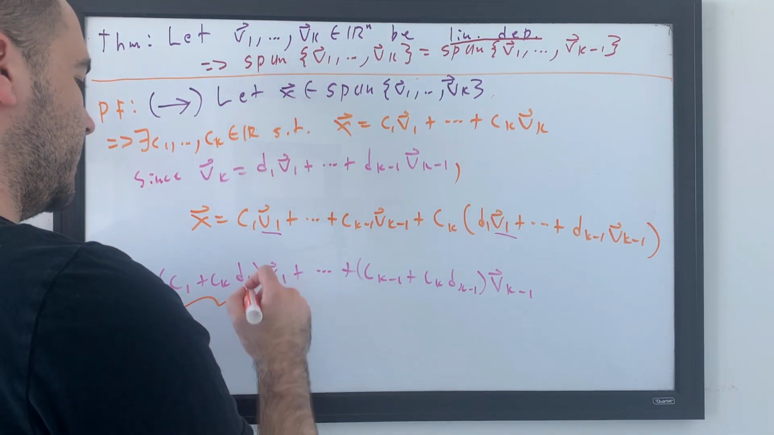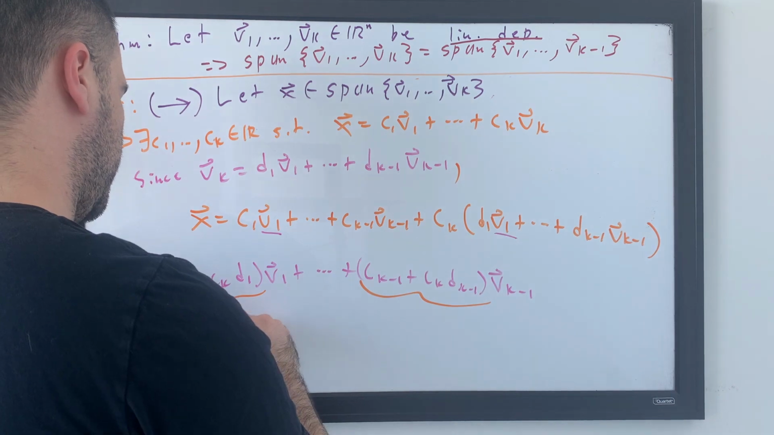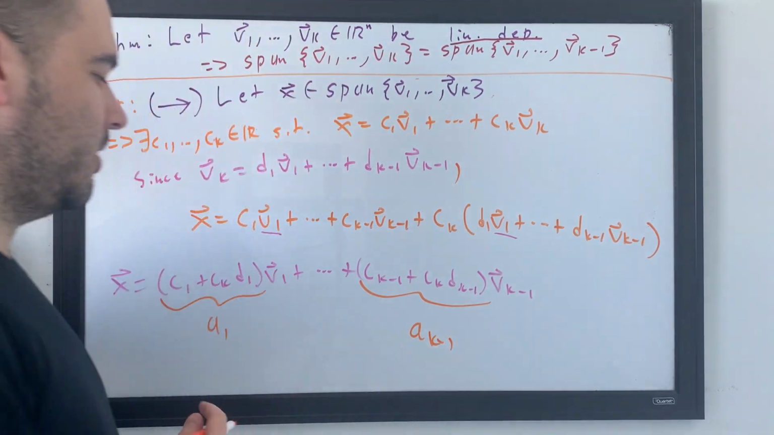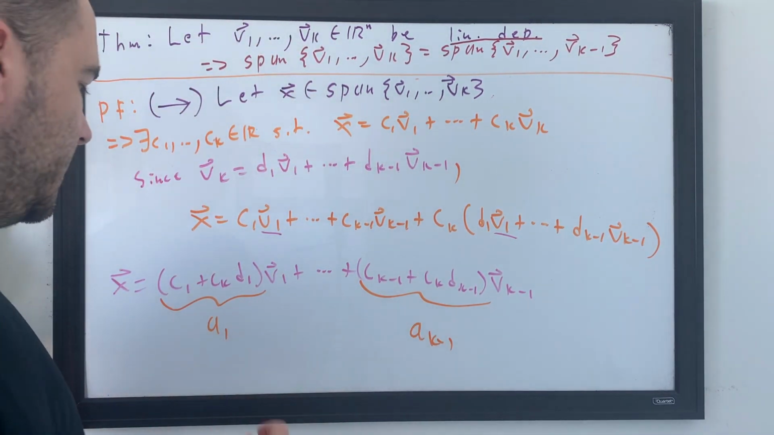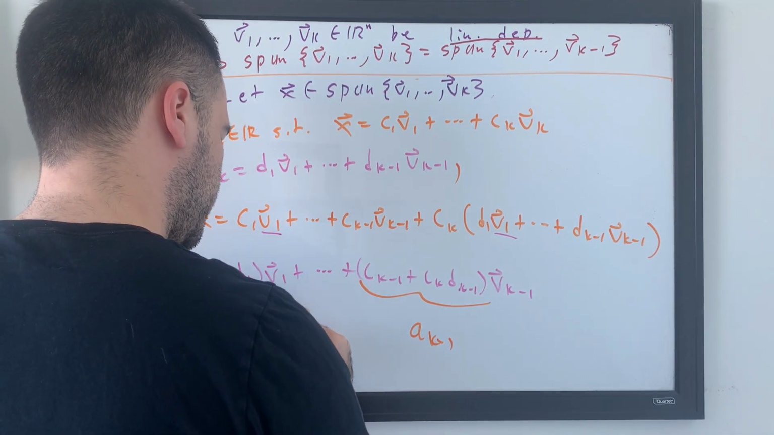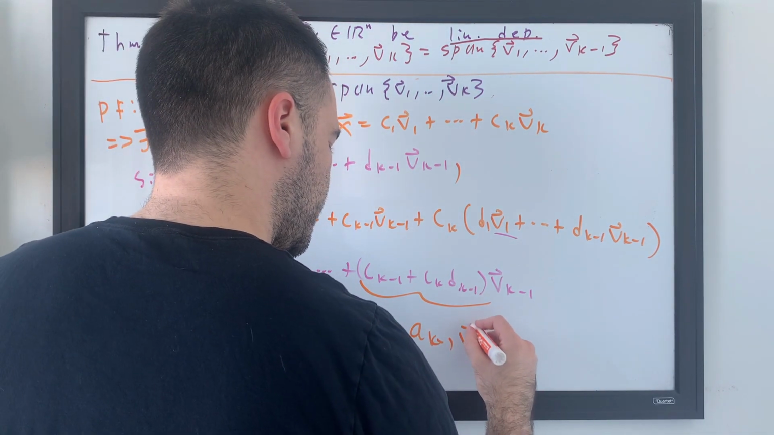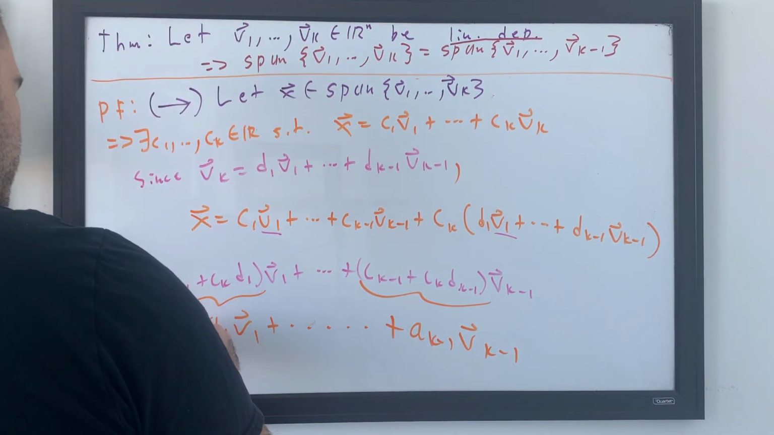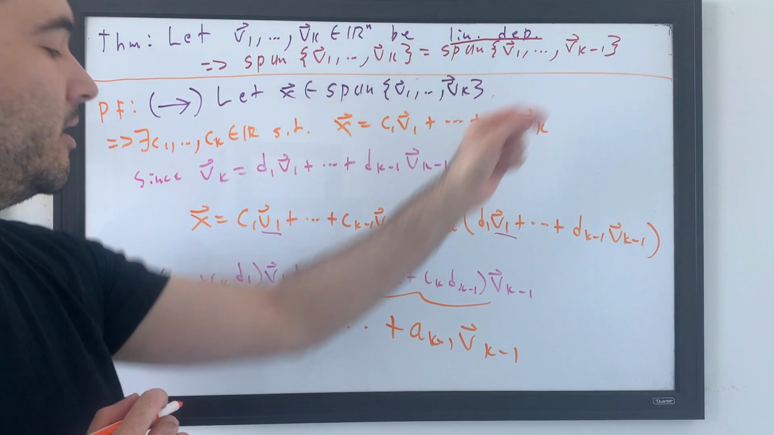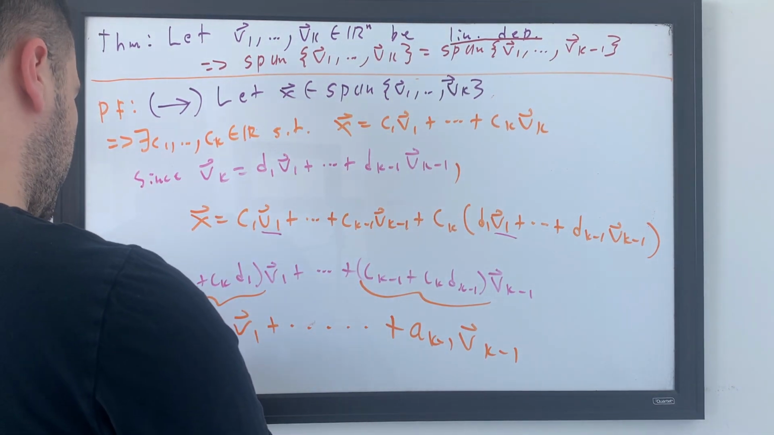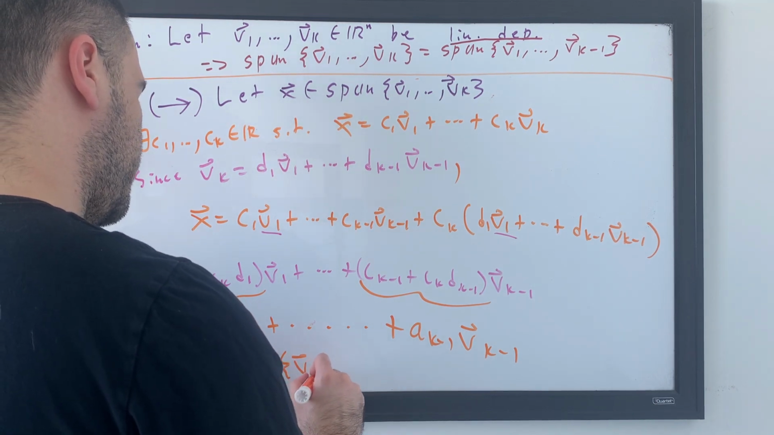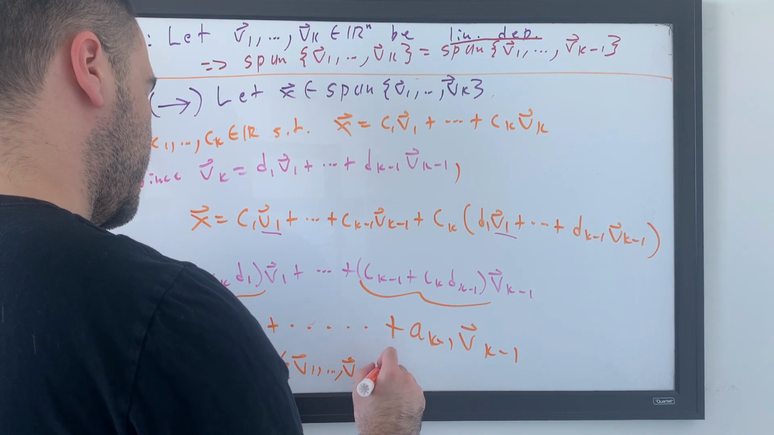So what we now have is each of these, I will say, be a1, and these will be ak minus 1. So now what we have is a real number, each of these, times each of the vectors. Now we have a linear combination of each of the vectors here that x is a part of. So we say, therefore, x is within the span of v1 to vk minus 1.